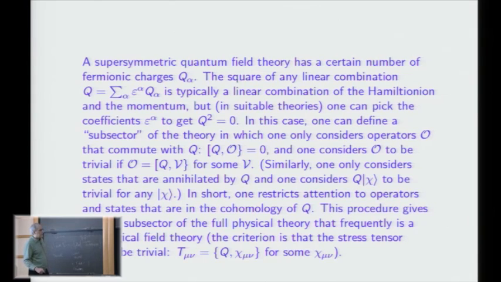And this procedure gives, well, I called it a subsector, but you might better think of it as a quotient of a subsector. By restricting to Q-invariant things, you get a subsector, and then by throwing away Q of anything, you get a quotient of a subsector. But out of a full physical theory, it produces something. And this something is frequently a topological field theory. The criterion essentially is that the stress tensor is trivial. The stress tensor is always Q-invariant because Q is conserved, but you want the stress tensor to be trivial. And if so, you get a topological quantum field theory.